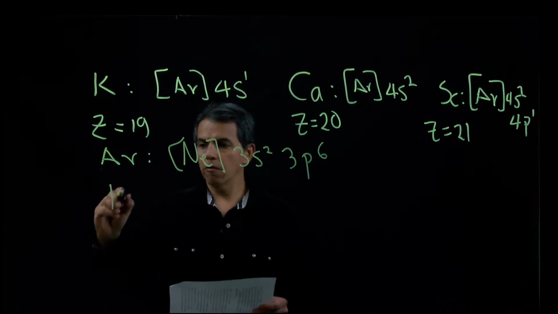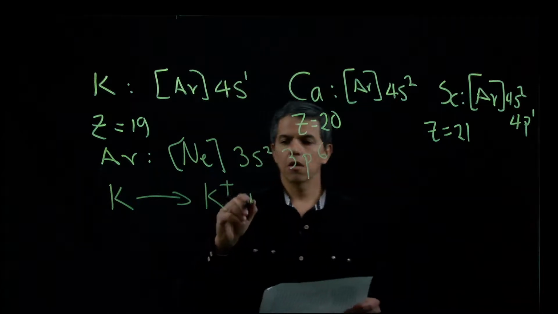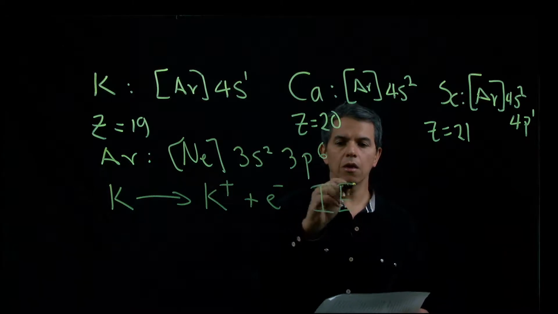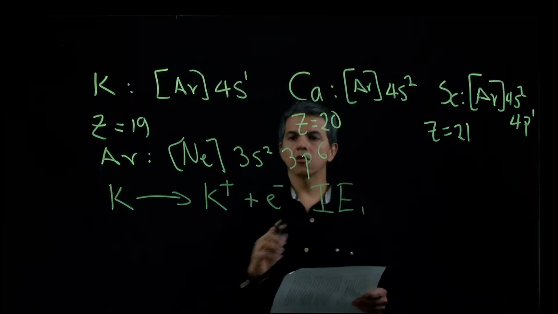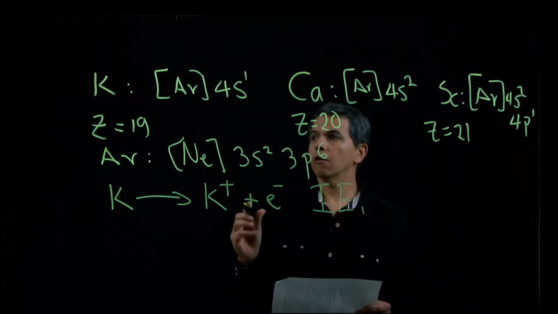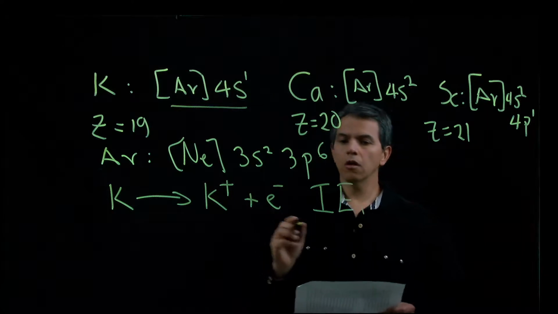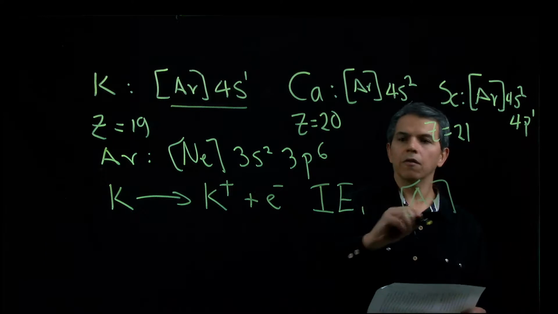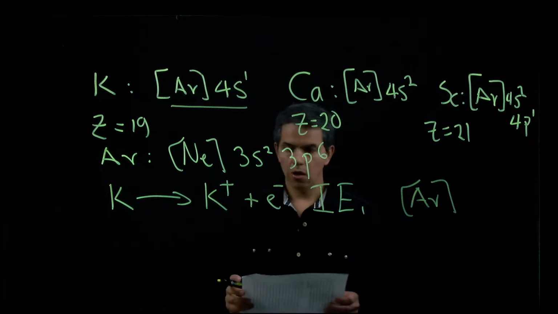Okay, so now the first ionization energy of potassium. That means that we're going to go from potassium to potassium plus, which releases 1 electron, and that corresponds to the first ionization energy. If we compare the electronic configuration of potassium, when we lose 1 electron, we are going to have an electronic configuration equal to that of argon, and the 4s electron is gone.